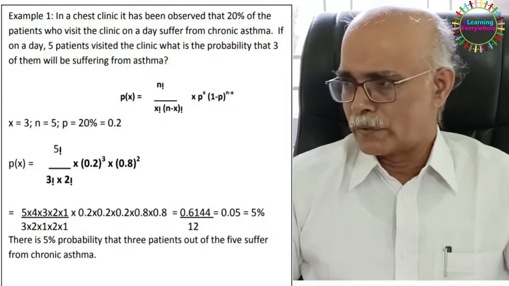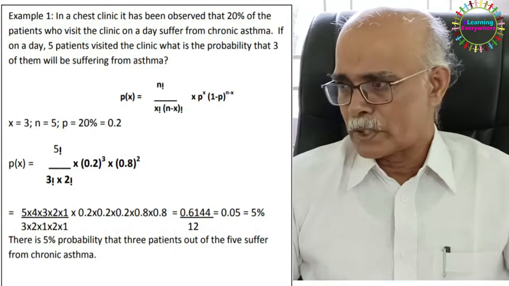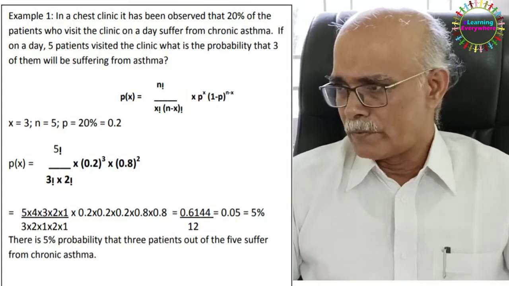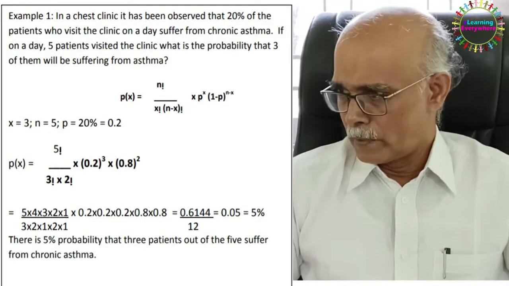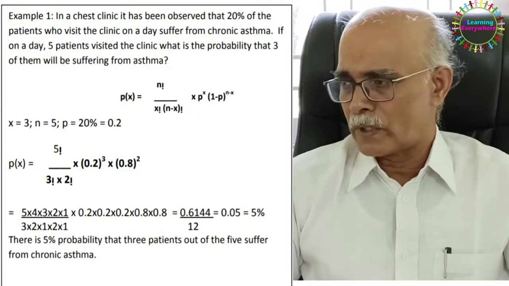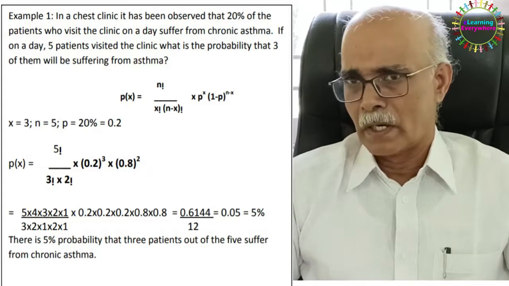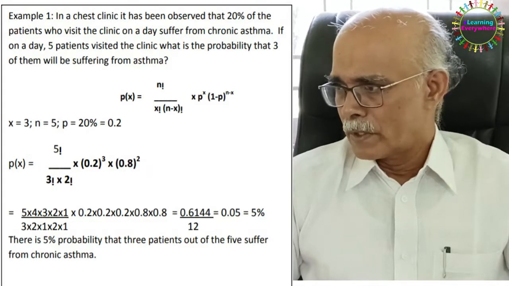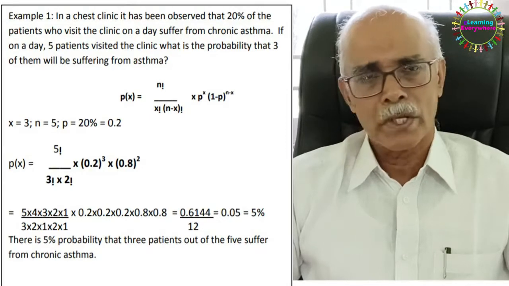Here x is equal to 3, n is the total number of patients, 5, p is given, it is 20%, it is equal to 0.2. And the formula to be used is P(x) is equal to n factorial divided by x factorial into (n minus x) factorial into p raised to x into (1 minus p) raised to n minus x.